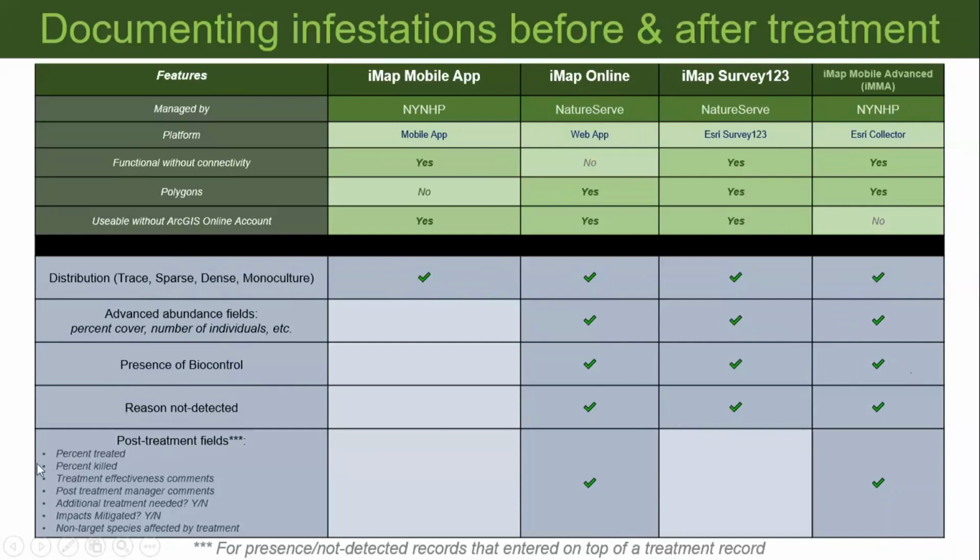And then these post-treatment fields that pop up when you put a presence or not detected record on top of a treatment record are only accessible online or using the IMAP Mobile Advanced. So that's just a summary of the sorts of information that you can report using our different tools.